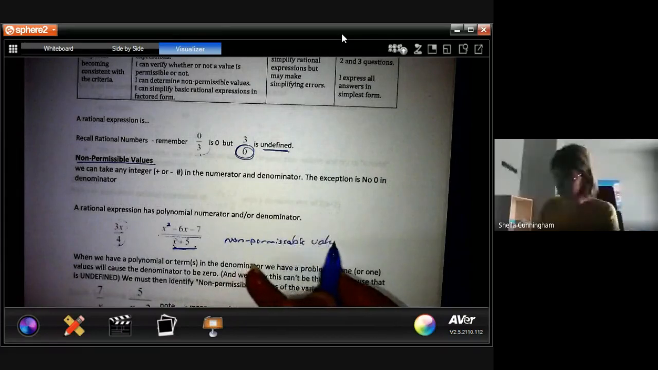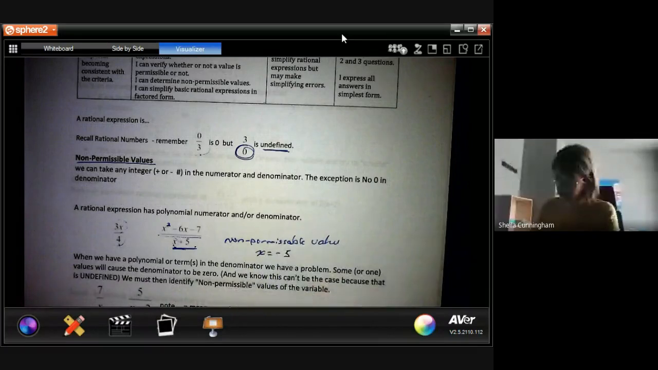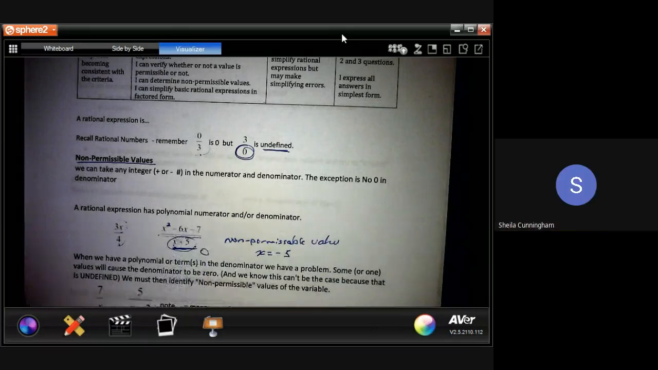So the non-permissible value in this case would be x is equal to -5, because that would mean I would be getting a big 0 in the bottom, and we can't have a 0 in the denominator, okay? Questions on that?